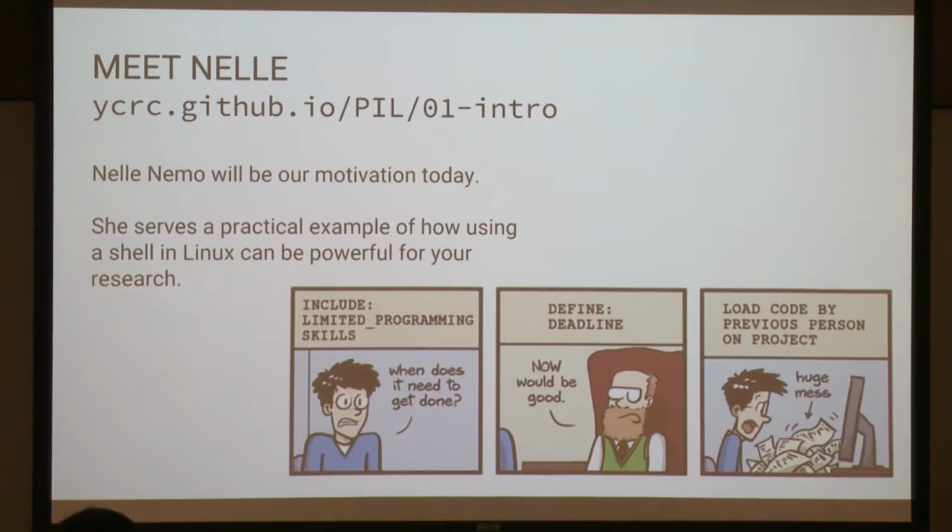And I personally learn best through example and motivated examples. So today we're going to use the example of a young, enterprising graduate student named Nell Nemo. She got back from a research trip. She has some data she needs to process in a batch fashion. As we learn, we're going to go over how that applies to her research program and what she's trying to do.